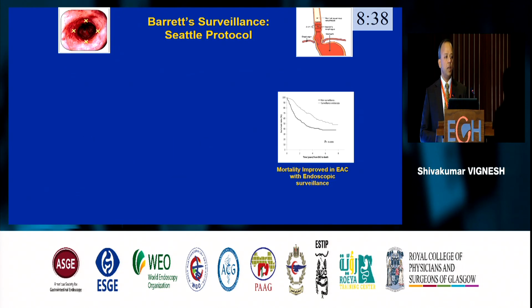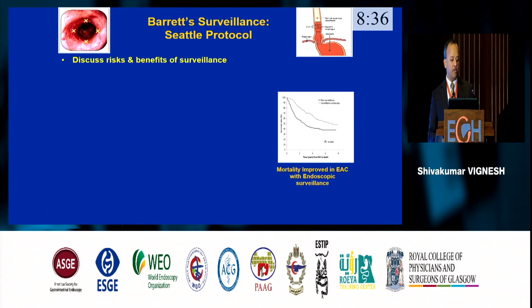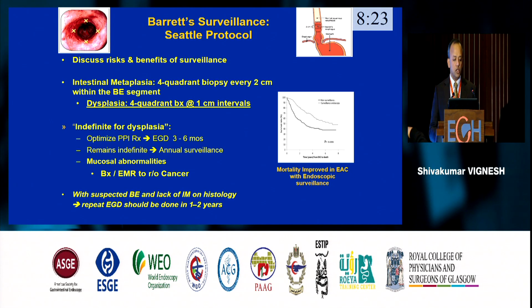So how do we do Barrett's surveillance? Here, I briefly mention the Seattle protocol. First, it is important to discuss the risk and benefit of surveillance with your patient. If they have other health conditions that would affect their longevity, then surveillance may not really matter. If you have intestinal metaplasia, 4-quadrant biopsy at 2-centimeter intervals is recommended. And if you have dysplasia, 4-quadrant biopsy at 1-centimeter intervals is recommended.